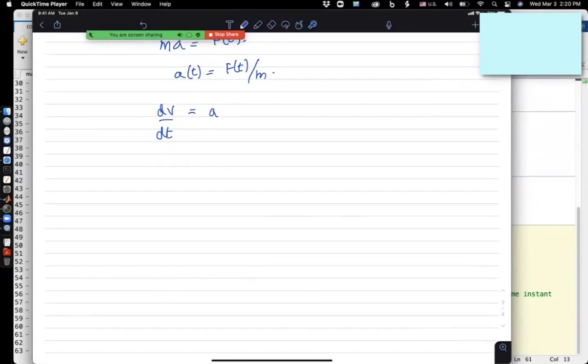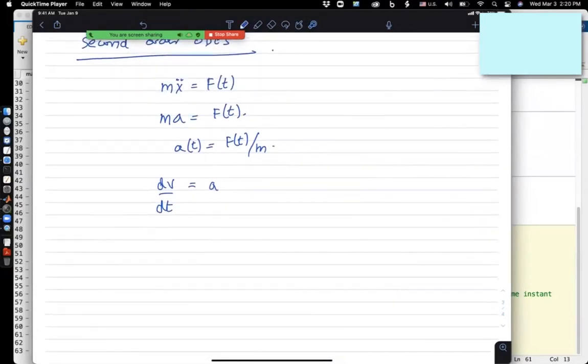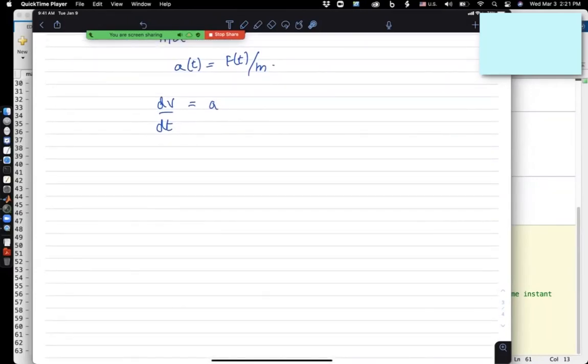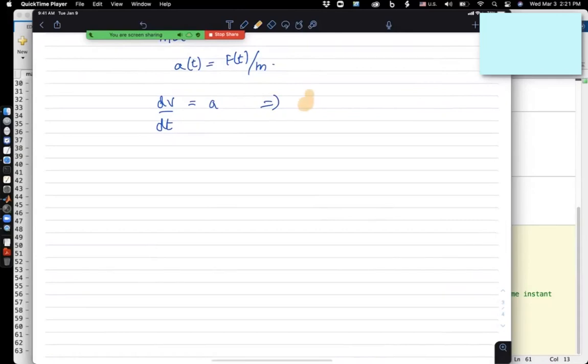Okay, so you're doing second order ODEs. This is the second order ODE, which is A equals f of t by m, which is basically saying dv by dt equals A. And clearly we can integrate this to get velocity, right? So we can say delta v equals A delta t. And similarly, just like before, we have dx by dt equals v, and that gives us delta x equals v delta t.